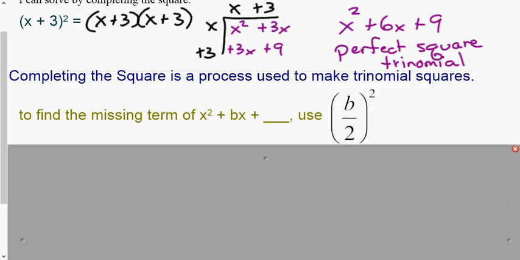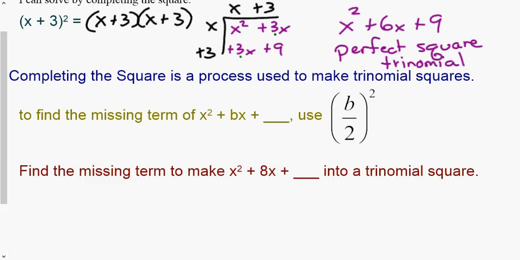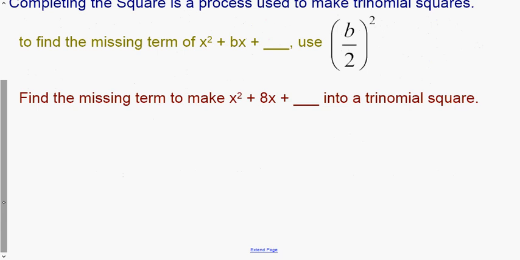Now, when we do this, there is a formula, and we use b over 2 quantity squared. Why over 2? Because if I think about it, there are 2 of those middle terms when I'm multiplying it out. So if we had x squared plus 6x, what is that perfect c value? That middle term is actually 2 identical terms, so we divide by 2 and then square it. This formula right here, we're going to use quite a bit.